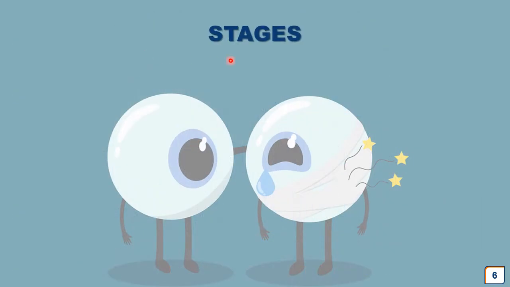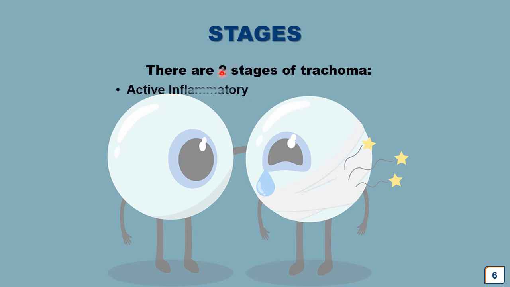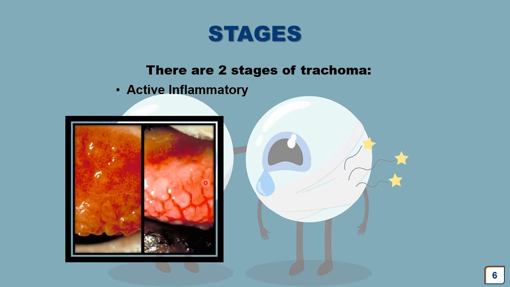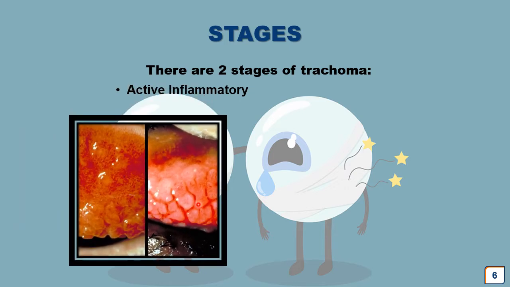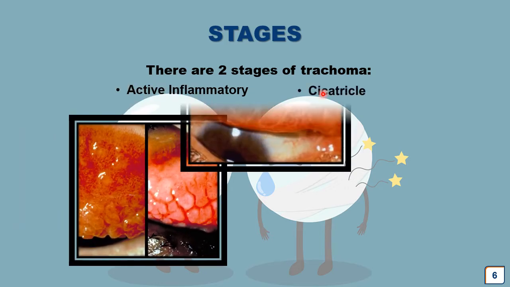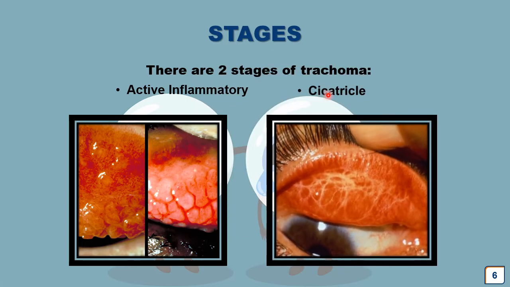The stages. So there are 2 stages of trachoma. The first is the active inflammatory stage. Here you can see the active involvement. And the second stage is the cicatricial stage. As the word cicatricial means scarring, you will observe scars there.